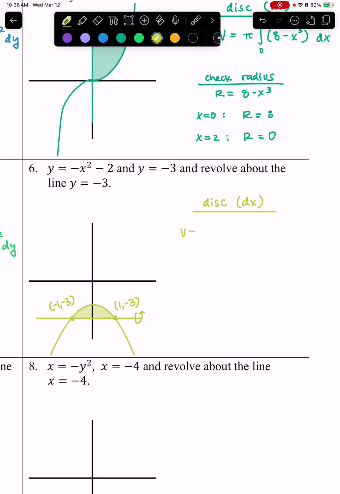So for our volume, we're going to have pi r squared. Our x values vary from negative 1 to 1. And our radius, we're going to start at the line that we are rotating around, which is negative 3. And we're going to subtract our function, which is negative x squared minus 2. Put parentheses around all of it, square it, and dx.